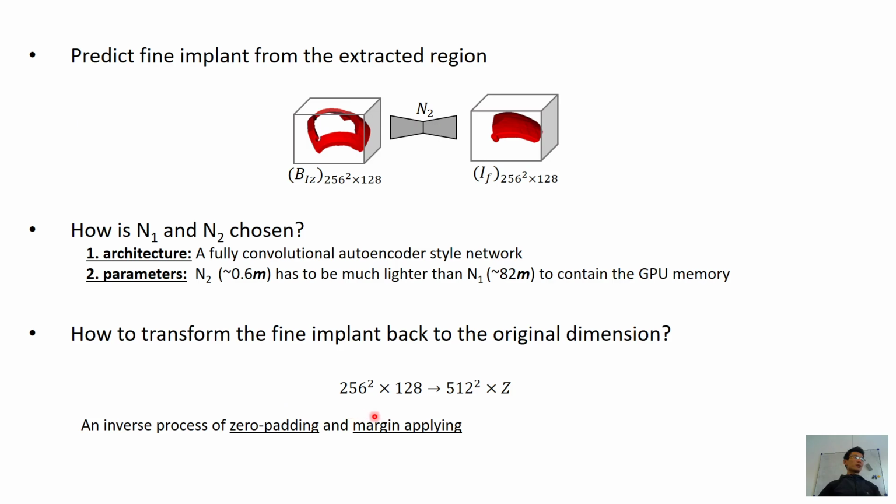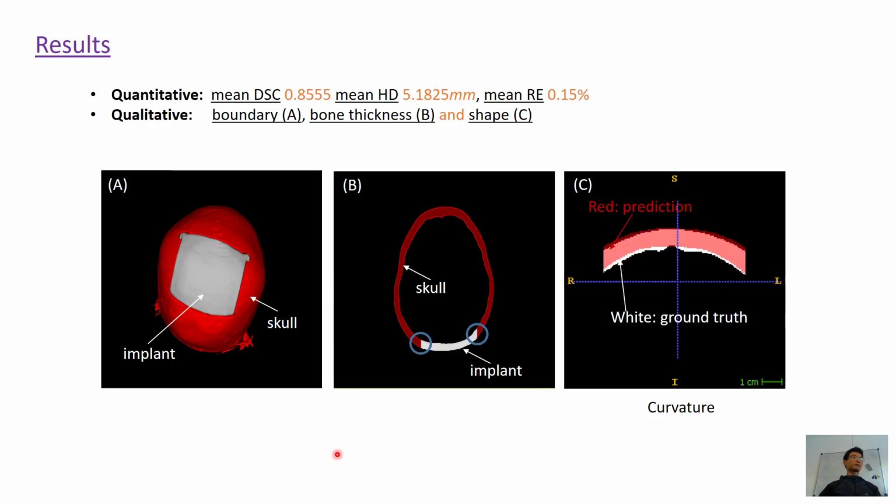Regarding the third question, the implant produced by N2 has a dimension of 256 times 256 times 128. However, the dimension of each implant has to be consistent with that of each corresponding skull, which has a dimension of 512 times 512 times number of slices. This can be done by using an inverse process of zero padding and margin applying.